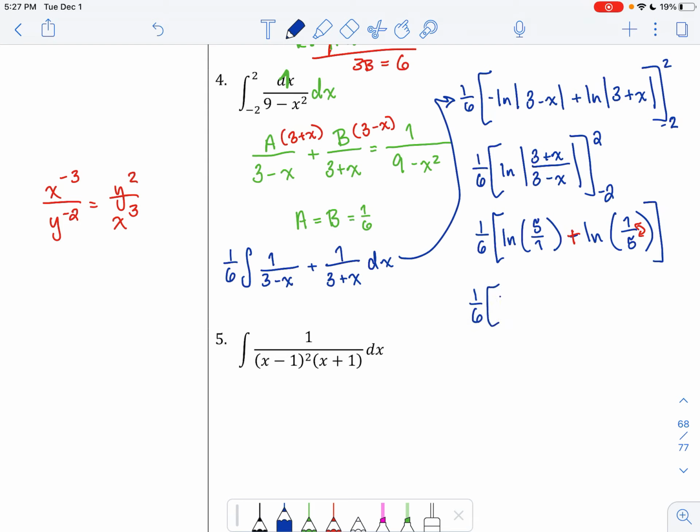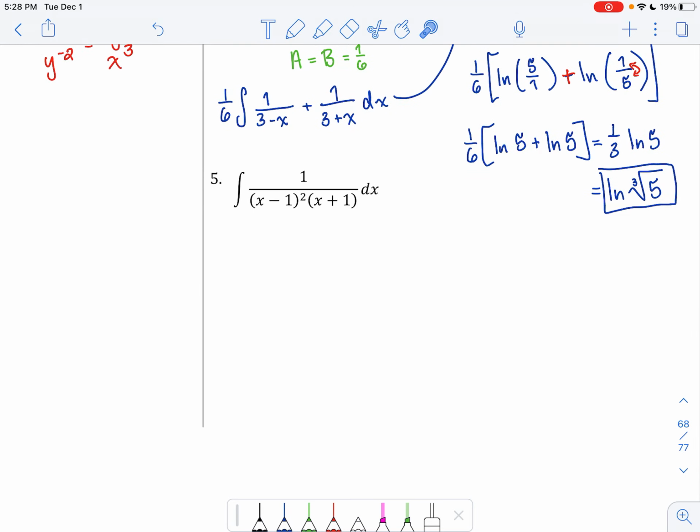So then I get 1/6 ln of 5 plus ln of 5. So that's 2 ln of 5s, which is 1/3 ln of 5. We could even call that the log of the cube root of 5, just in terms of like what might be in your multiple choice answers. Those are all equivalent, just remembering your log rules.